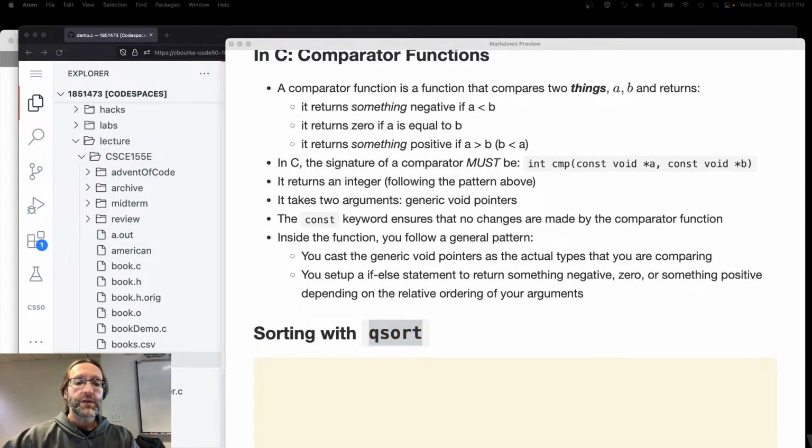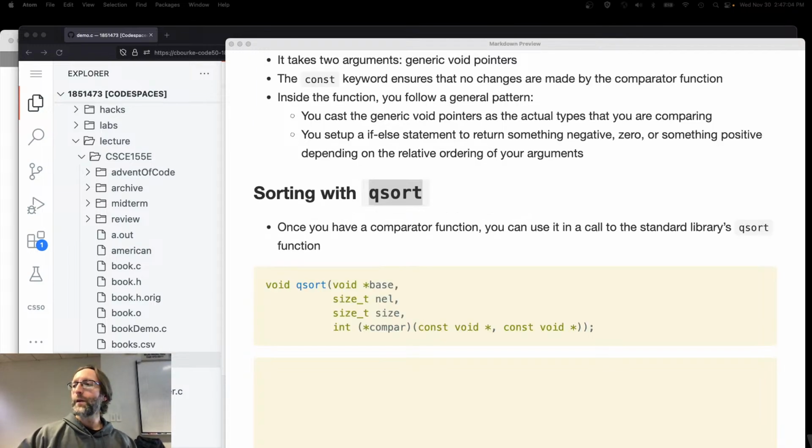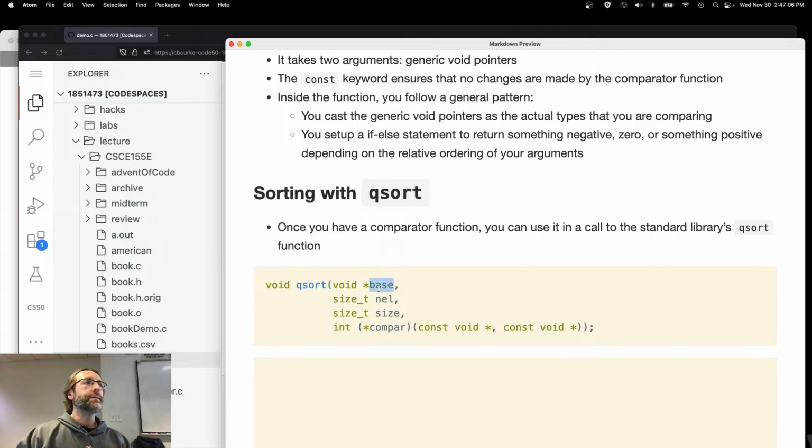Right? So once you have a comparator function, you can call this standard library function qsort. Here's its signature. Right? It takes 4 arguments: base, NEL, size, and then this thing here, which is weird, and we're going to talk about that momentarily. Does it return anything? Nope. Why? Just like our selection sort didn't return anything, did it? Right? We gave it the array, it modified the array, rearranged it, and then returned. Right? It changed what you gave it. So quicksort doesn't do that either.